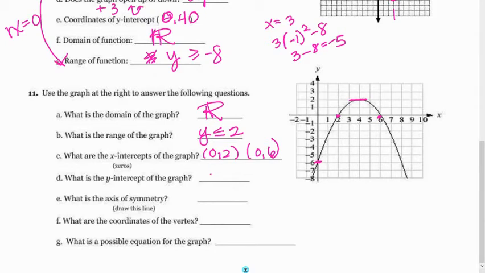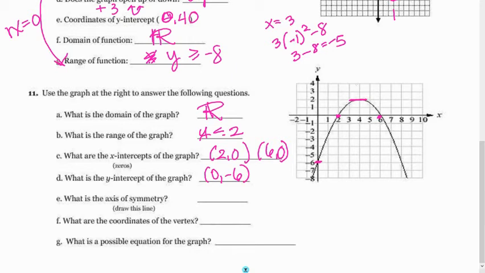Of course, it's going to take forever. Oh, and I didn't even choose eraser. Good job, me. All right, so I get negative 2, 0, and 6, 0. The y-intercept, if I plug in 0, I'd get out negative 6.